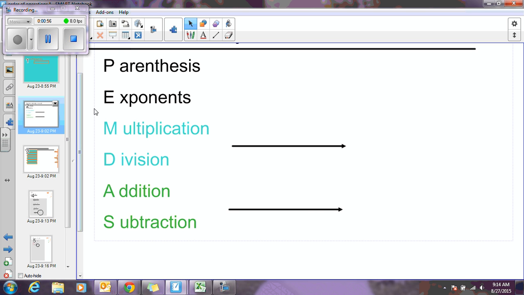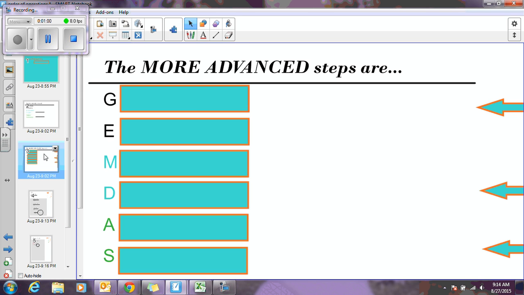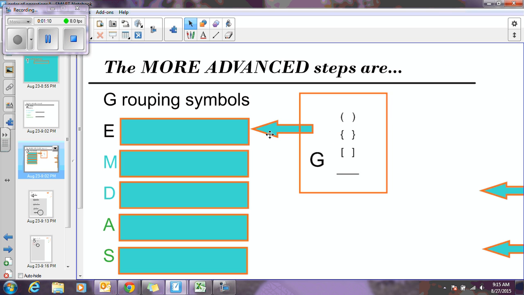So that's old stuff. Please excuse my dear Aunt Sally. You probably learned that. But now that we have more advanced steps, we need to call it GEMDAS. And the G stands for grouping symbols. So I'll pull over some examples of grouping symbols.